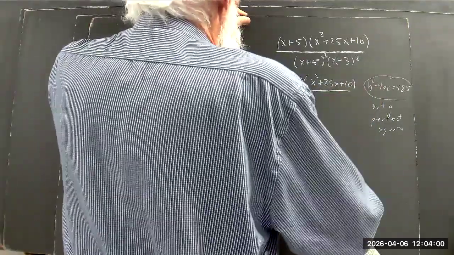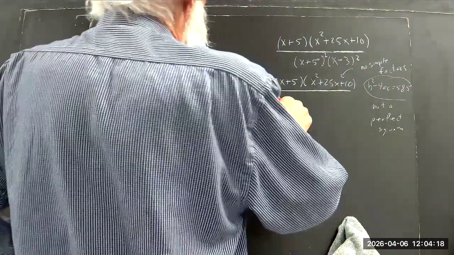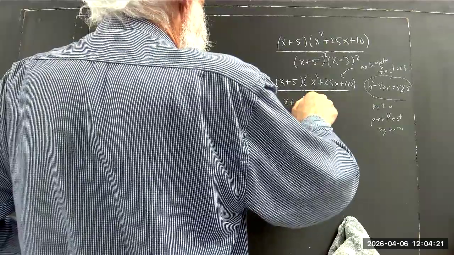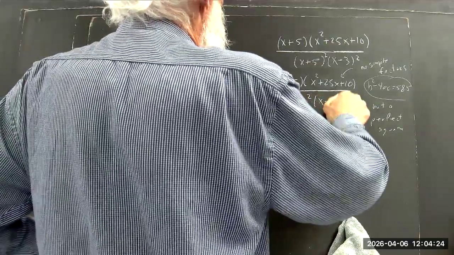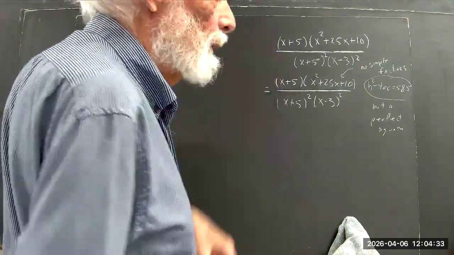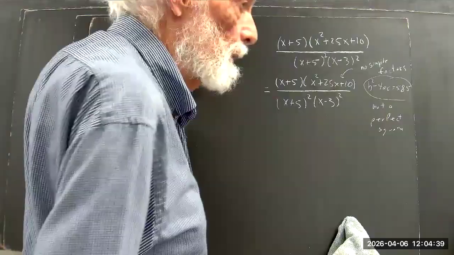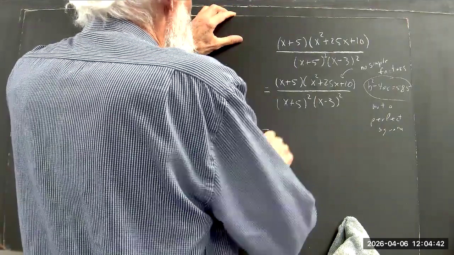x squared plus 25x plus 10, and we make a note: this thing has no simple factors, over x plus 5 squared times x minus 3 squared. Now we've got an x plus 5 squared in the denominator and an x plus 5 in the numerator. A lot of people just cross out the x plus 5 squared, cross out the x plus 5. I don't recommend it.